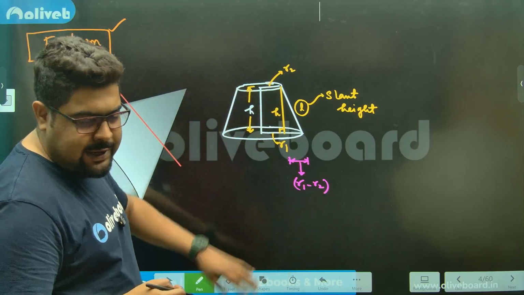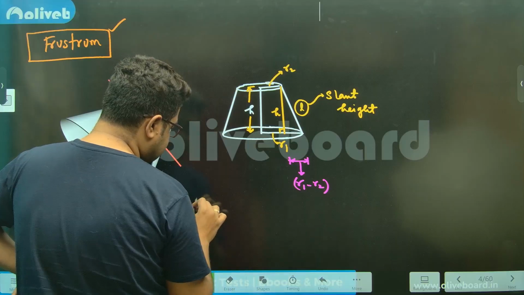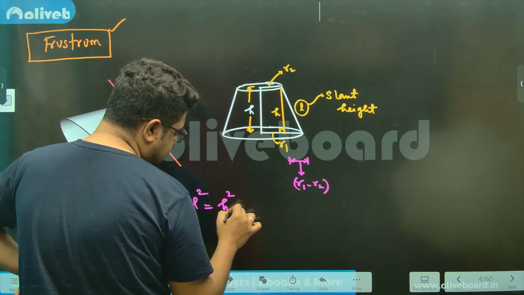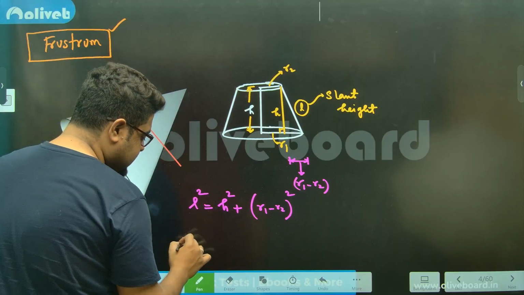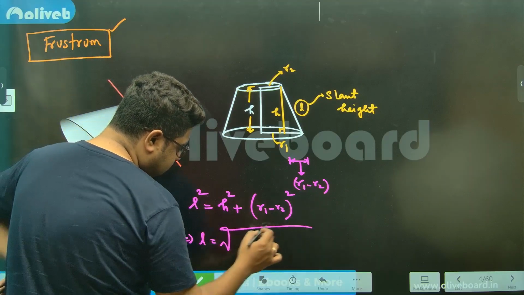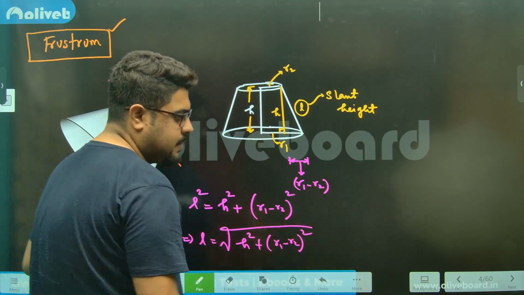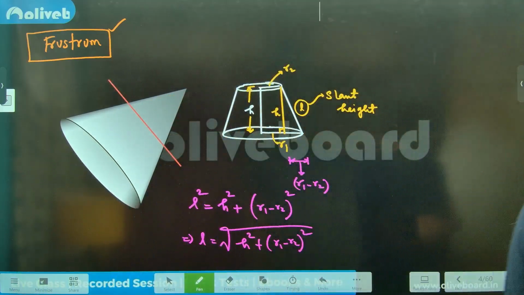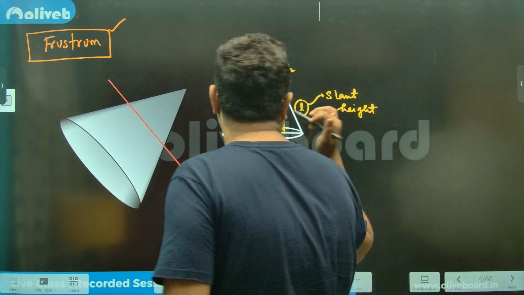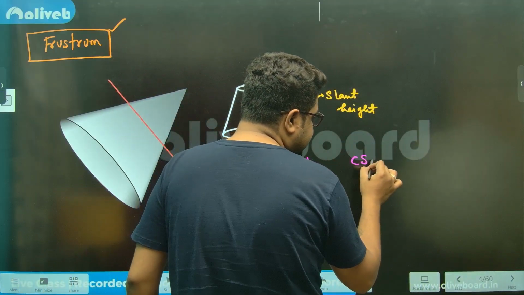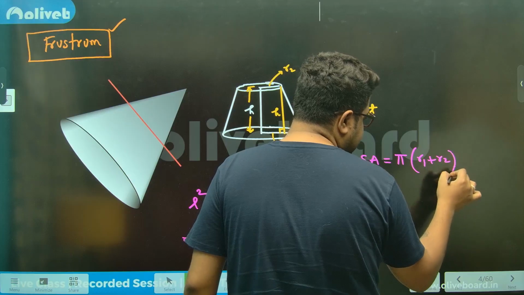So the relation comes out to be L square equals H square plus (R1 minus R2) whole square, just by using simple Pythagoras. So the slant height becomes root over of height square plus the difference of the radii whole square. This is to find L. Why is L important? To find the curved surface area, which is pi into (R1 plus R2) into L.